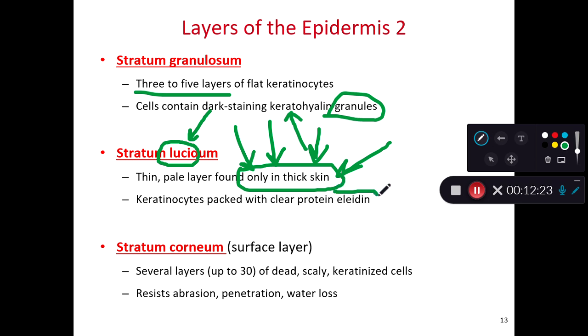There'll be a protein called, I'm having a tongue twister here, eleidin. There we go. Sorry about that. Eleidin. And that protein is going to help to improve the phototransmission of the cells in this layer. And then finally, we have the stratum corneum, which is the most superficial layer.